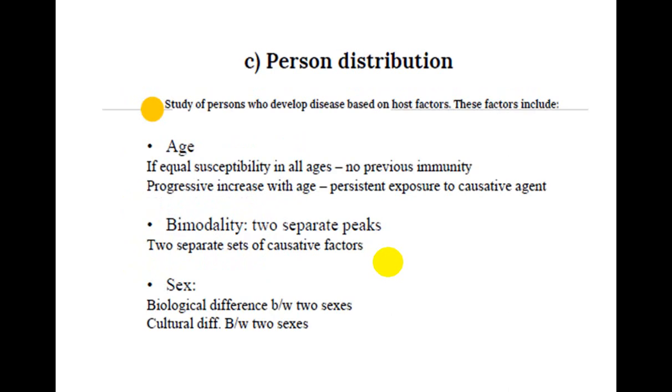We have another distribution, person distribution. In descriptive studies, a person is distributed into age, sex, and so on. The disease is further characterized by defining the persons who develop the disease by age, sex, occupation, marital status, habits, social class, and other host factors. These factors do not necessarily represent etiological factors, but they contribute a good deal to our understanding of the natural history of disease. Age is more strongly related to disease than any other single host factor.